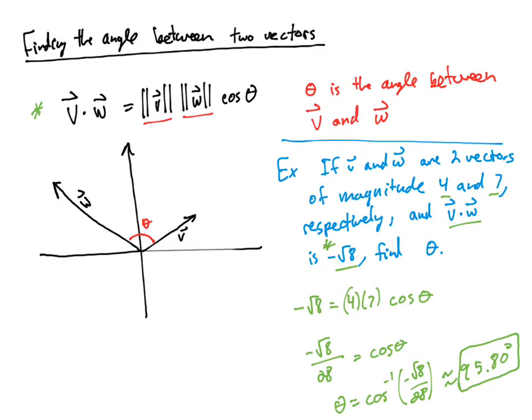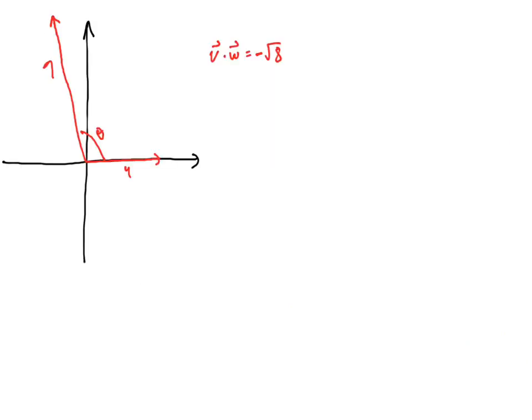Additionally, let's look at what is getting represented here. We saw that the dot product was negative square root of 8. That is actually pretty close to 0. And remember, if the dot product is 0, that means the angle between the two vectors is 90 degrees. So 90 degrees is when the dot product is equal to 0.